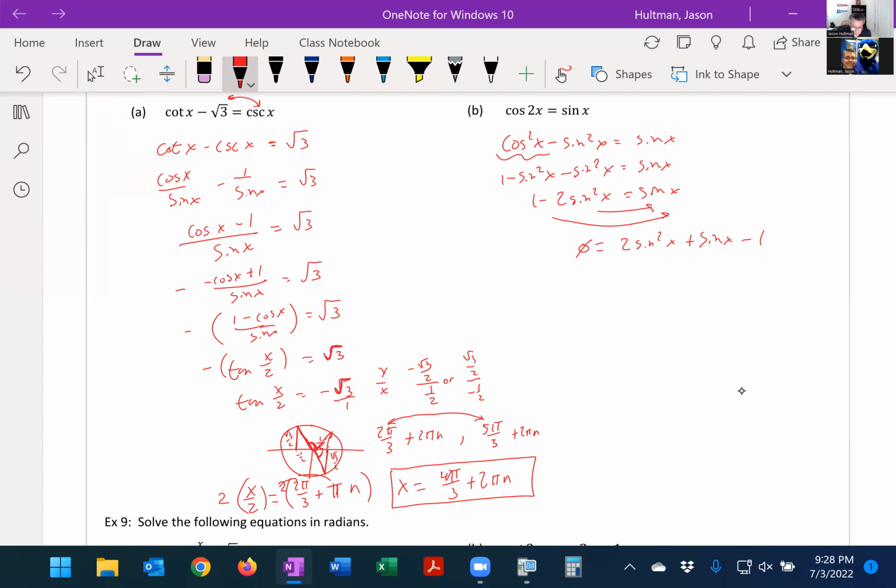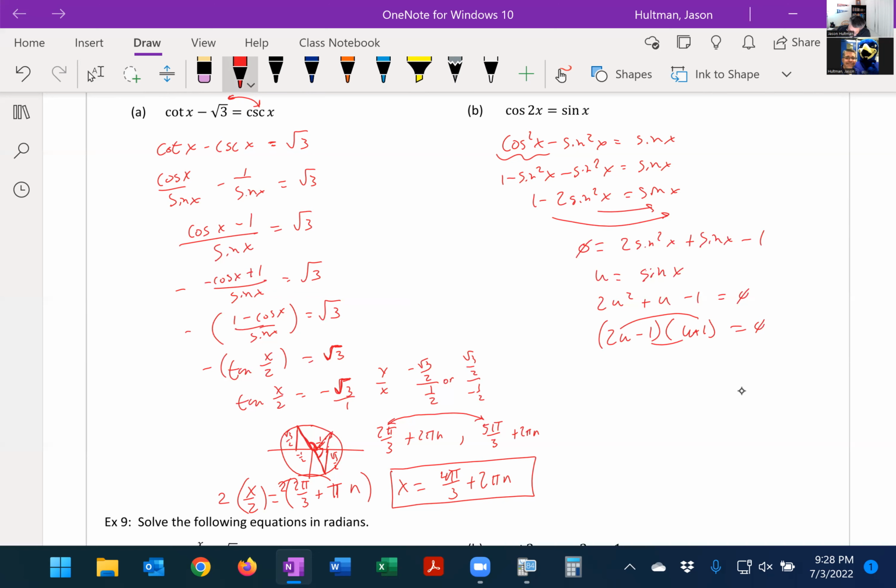Let's let u be equal to sine x. Then we get 2u squared plus u minus 1 equals 0. Now, does that factor? I believe it does. We get 2u minus 1 times u plus 1 is equal to 0. So the outside becomes 2, the inside becomes 1, and when we add that together, we get plus 1u. Okay, plus u. So that works.